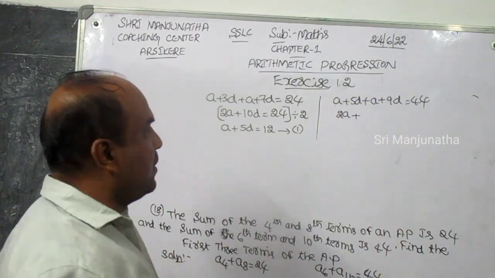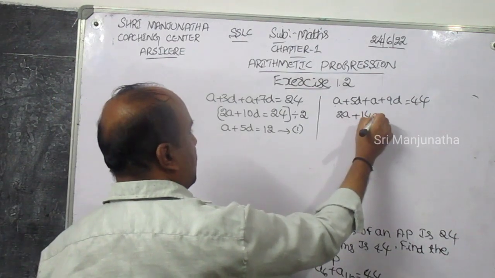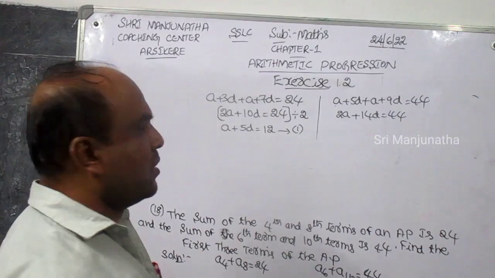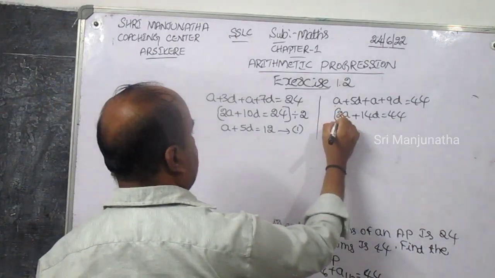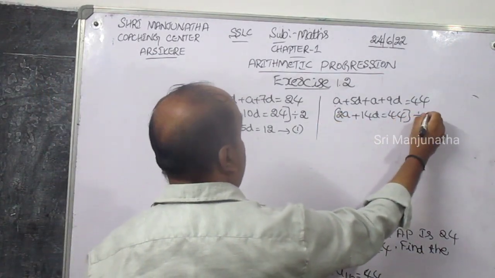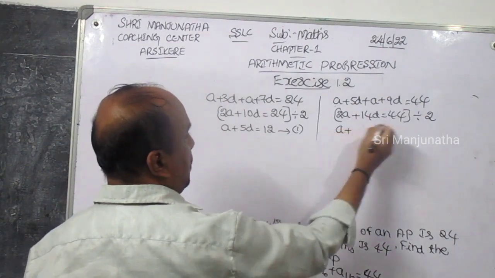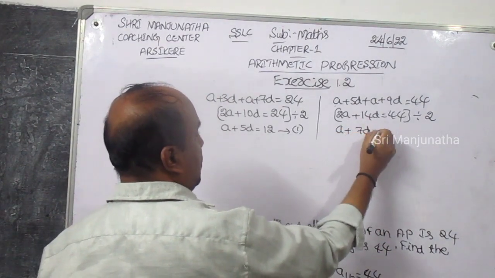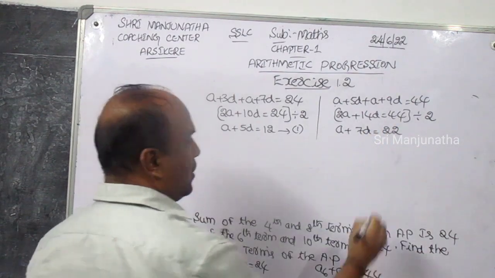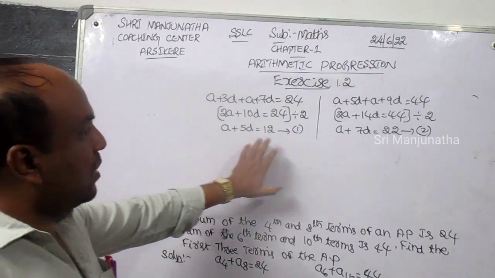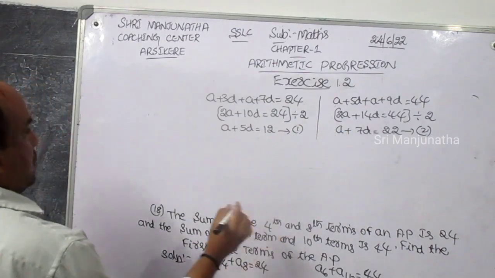Here A plus A, 2A. 5D plus 9D means 14D equals 44. So here also the common factor is 2. Divide the whole equation by 2. 2 1s are 2A, 2 7s are 14D, 2 22s are 44. Call it equation number 2. Equation 1 and equation 2.